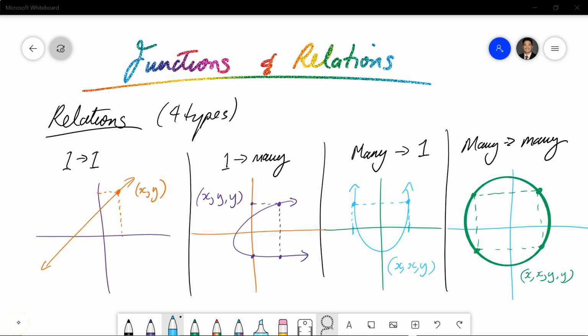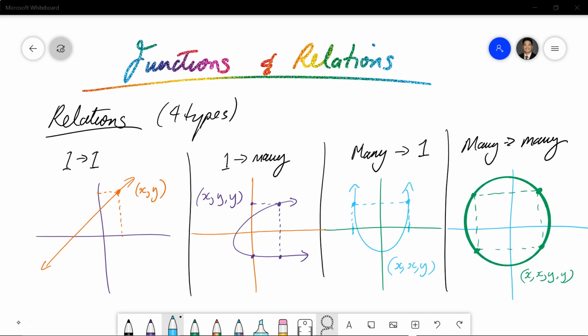Hi guys, welcome to a new chapter, Functions and Relations. You'd be familiar with coordinates and sets of values. We've done that in straight line graphs and parabolas, and a few other different types of graphs. But relations very much correspond to coordinates and the sets of values and data that they provide.